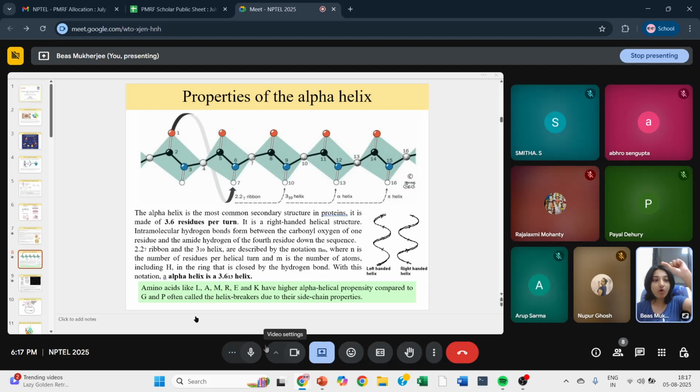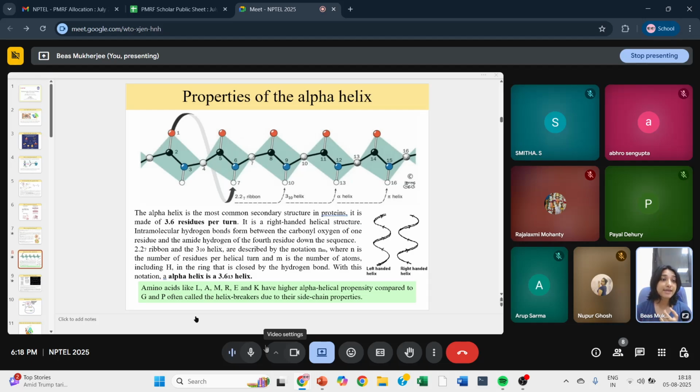And this oxygen of one amino acid interacts with the third amino acid. Sorry, it is interacting with the NH group of the fourth amino acid, and that is why it is forming this alpha helix. So it has 3.6 residues per turn, right? When it is interacting with just the next amino acid, that is known as a 2.27 ribbon. If it is interacting with the third amino acid, it is called the 3-10 helix. So these are different types of structures that can be formed other than alpha helices, right?